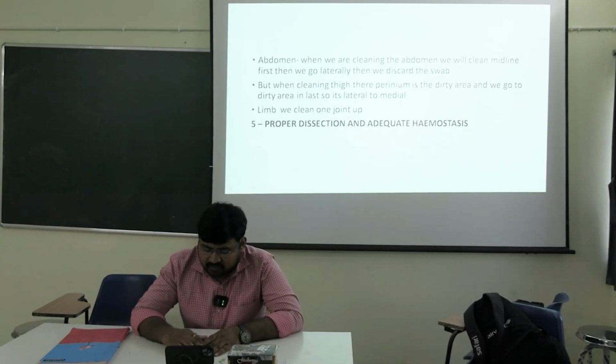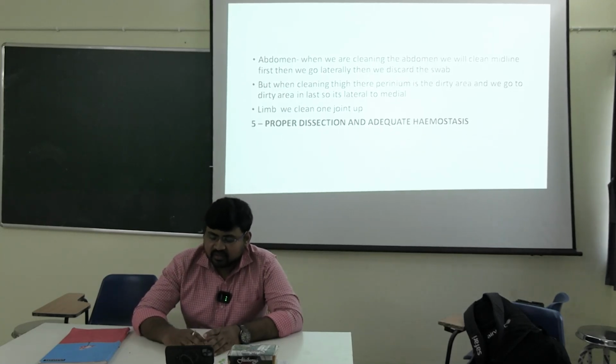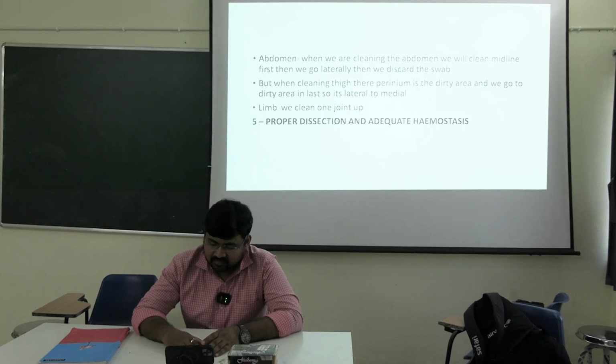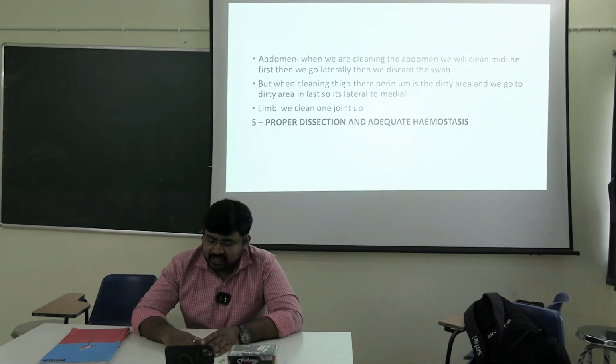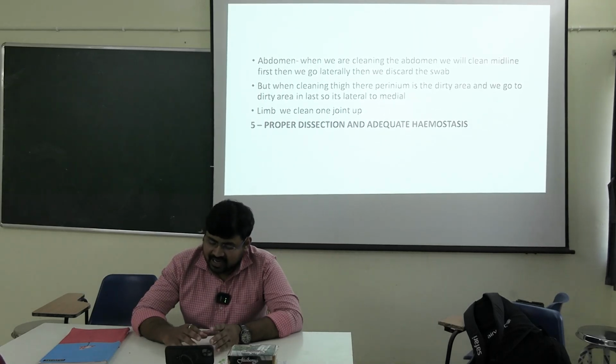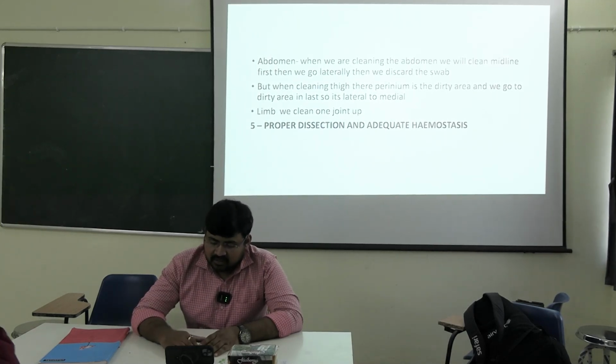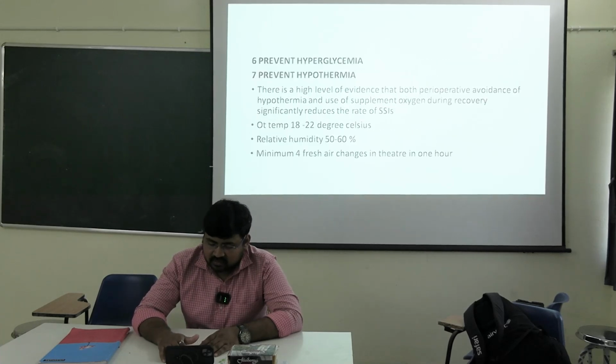Now coming to the abdomen, when we are cleaning the abdomen, we clean the midline first, then go laterally, then we discard the swab. But when cleaning the thigh, the perineum is a dirty area and we go to the dirty area last, so it's lateral to medial. For a limb, we clean one joint up. Then proper dissection and adequate hemostasis.